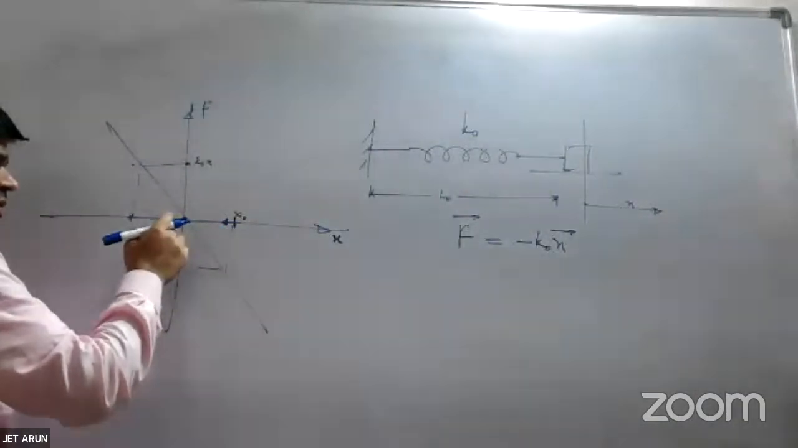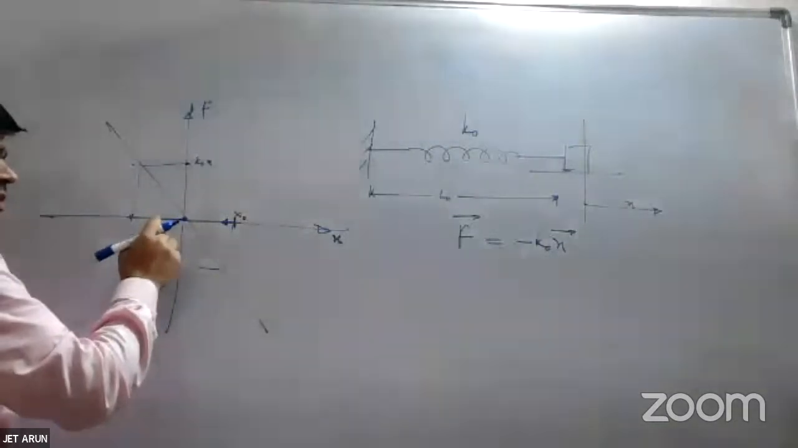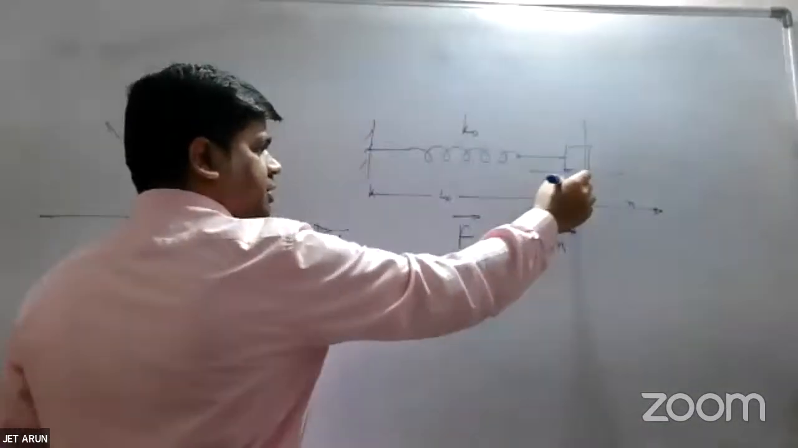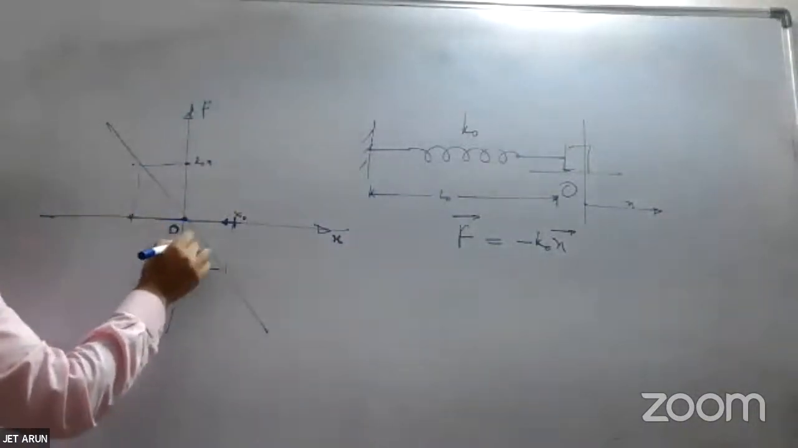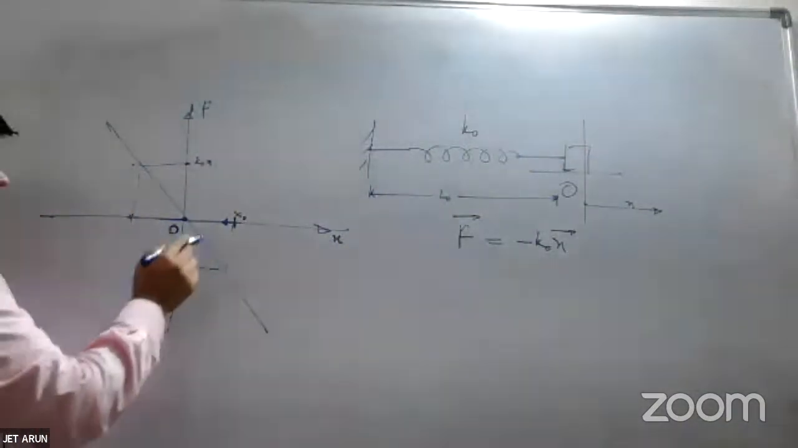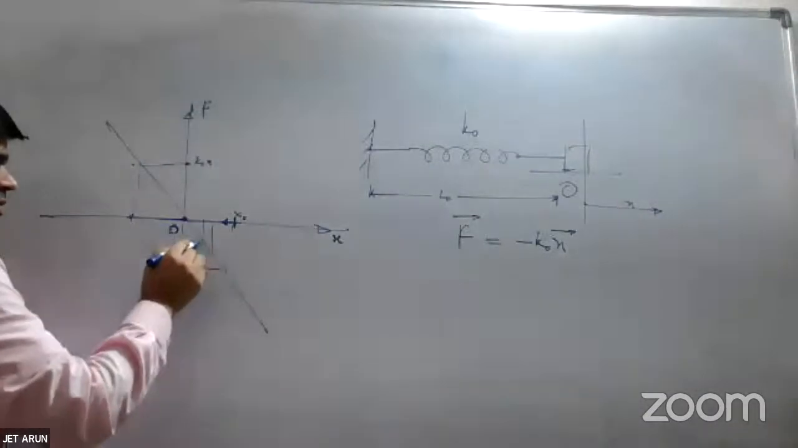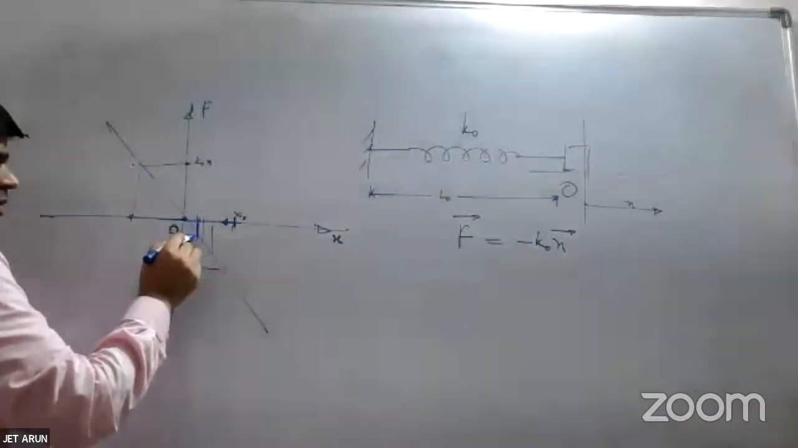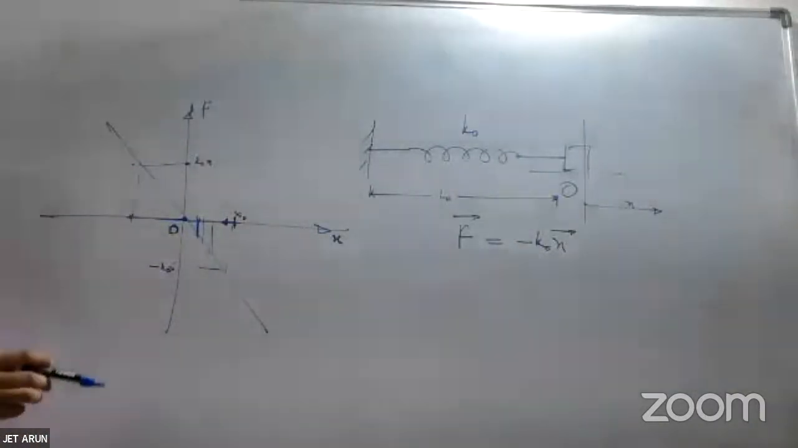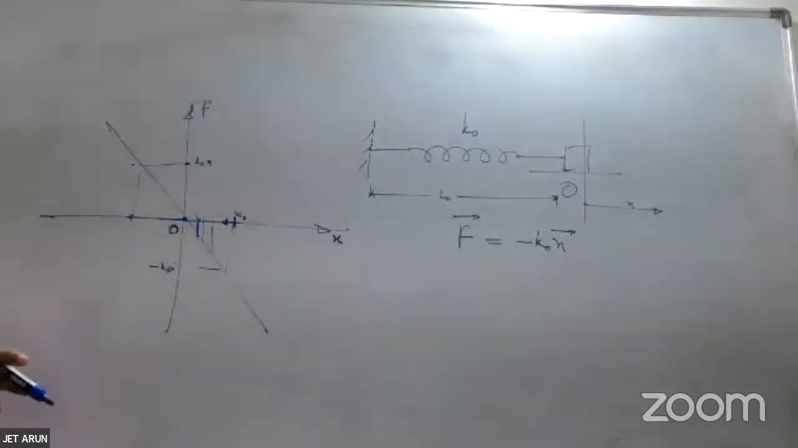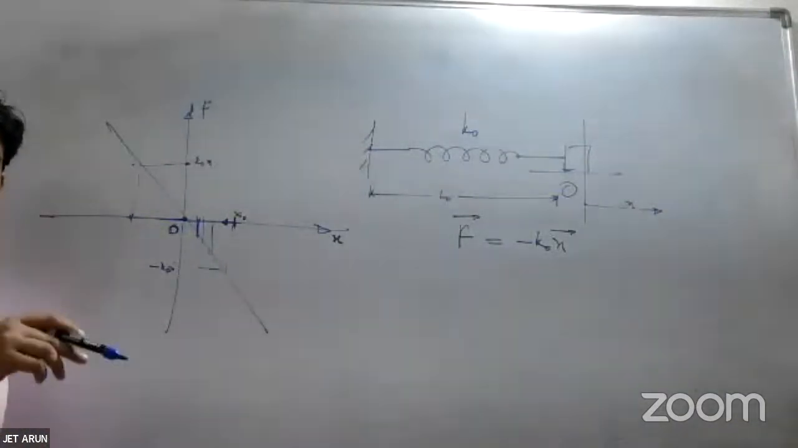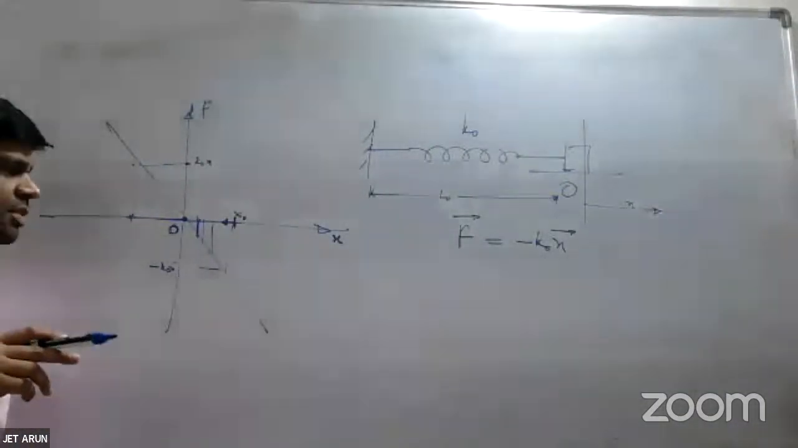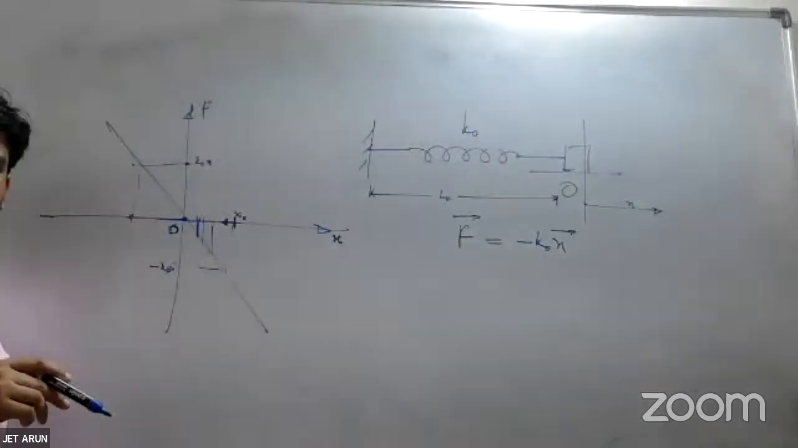As it reaches the origin, the natural length position, all right, natural length position is the origin. As it reaches the origin, it accelerates and speeds up. Its force is decreasing, but its speed is increasing because the force, though decreased, is still in the same direction as velocity. Acceleration and velocity are in the same direction. That means the particle goes on speeding up.